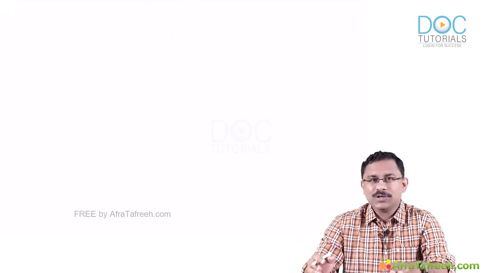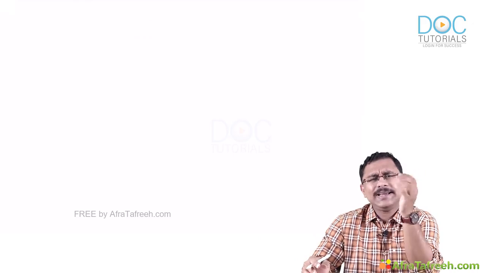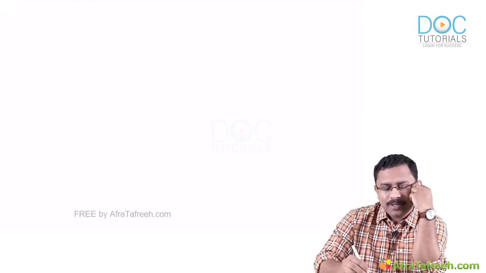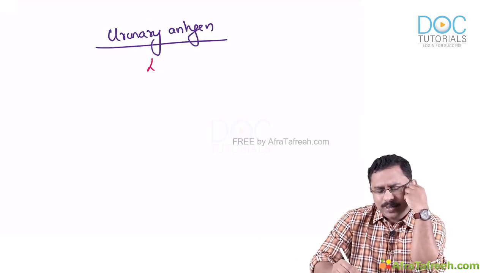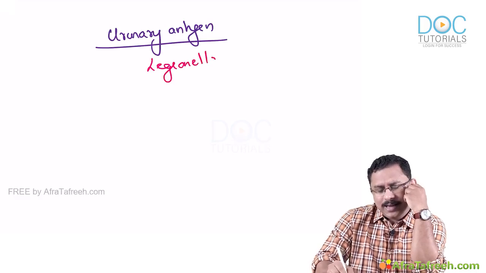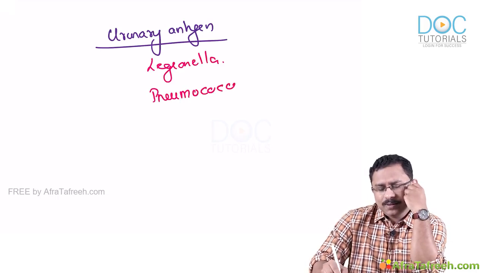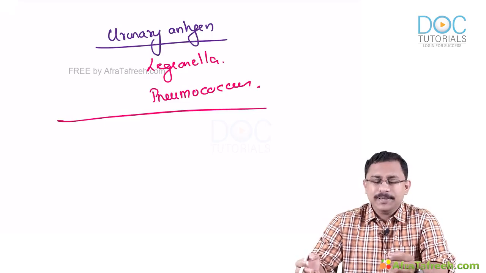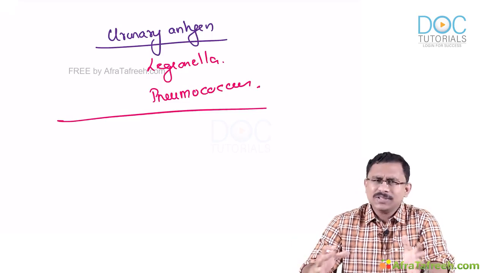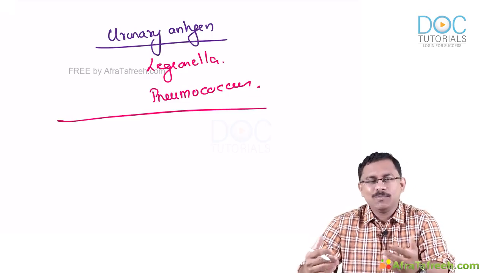Okay, so that also you should be careful of. Now, in addition to all these investigations, you also can have urinary antigen testing. Urinary antigen testing is mainly for two organisms. One is your Legionella, and for your pneumococcus also you can go for antigen testing. In some cases you might go for PCR testing also. So these are the important investigations that you should do in the workup of a patient with pneumonia.